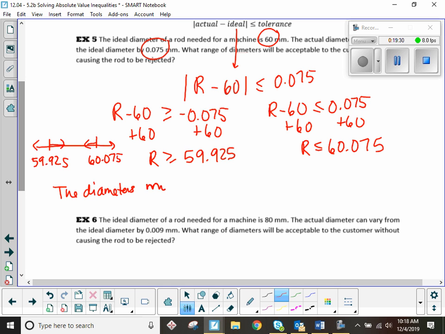So your final answer in a sentence would be the rod diameters must be between 59.925 and 60.075 millimeters. Don't forget your units on your final exam. Sometimes you get a point just for having the units down. So don't forget them. And we'll leave the other word problem for a warm-up tomorrow. It works exactly the same. It ain't no thing.